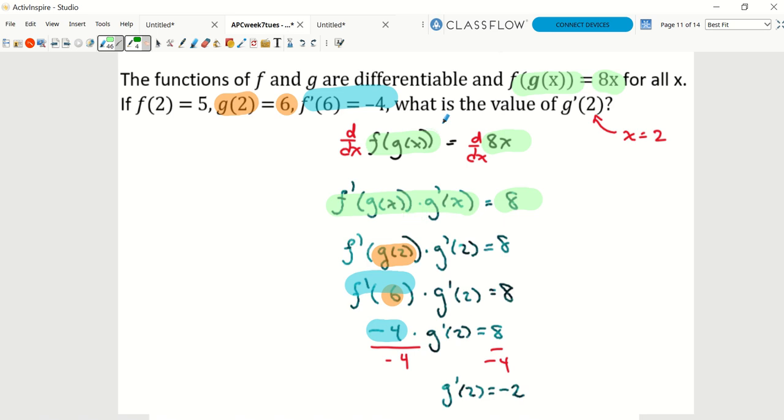Now we're just going to plug in. It's asking for g prime of 2, which implies x equals 2. So anywhere you see an x, you're going to put a 2. G of 2 is given to us, it's 6, so g of 2 becomes 6. F prime of 6, well, that's given to us, f prime of 6 is negative 4. So this becomes negative 4. Negative 4 times g prime of 2 gives you 8. Divide both sides by negative 4, and we get negative 2.